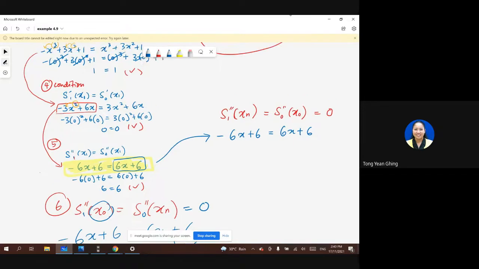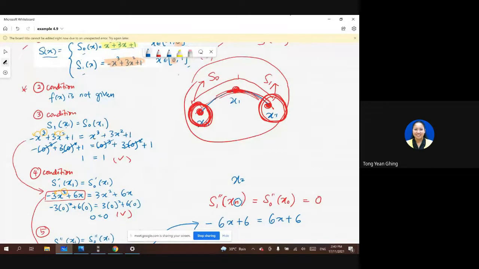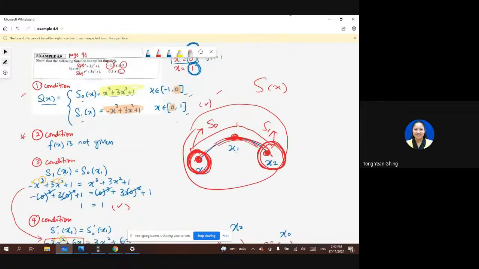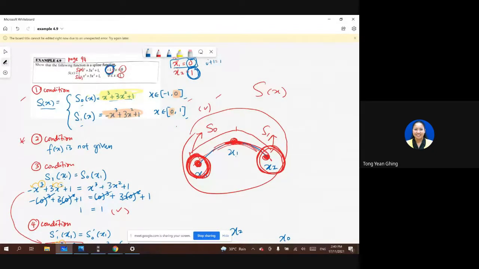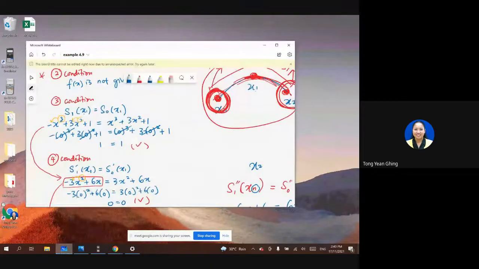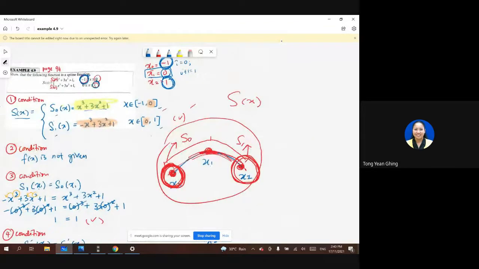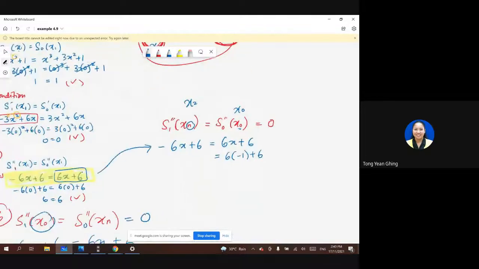Okay, so I have xn, which is x2 here, because I only have the data points x0, x1, x2. So this is x0. So go back to this one, x0 is negative 1. Okay, here x0, I substitute negative 1. So I have x2 is 1, xn, meaning the last x value, the last data point.